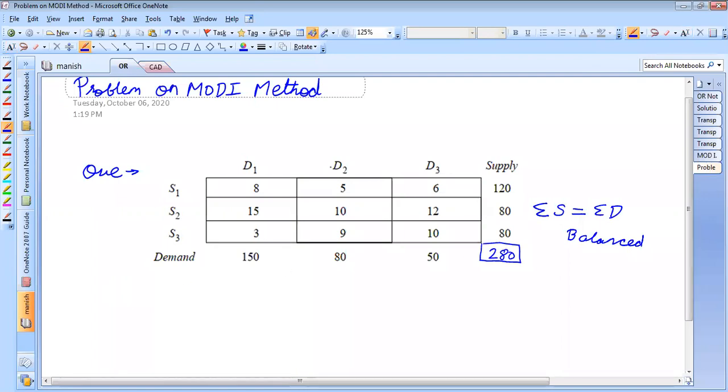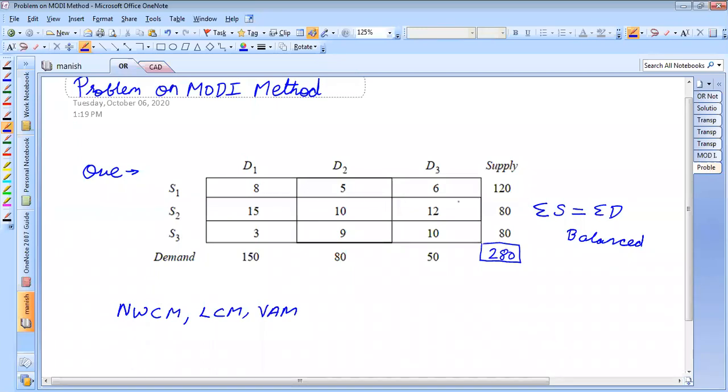Now we have to solve this problem for optimization by using the Modi method, but we first have to find the initial solution. The initial solution can be found by three methods: NWCM, Northwest Corner method, LCM, least cost method, and VAM, Vogel's approximation method. Okay, so let me just go with NWCM.